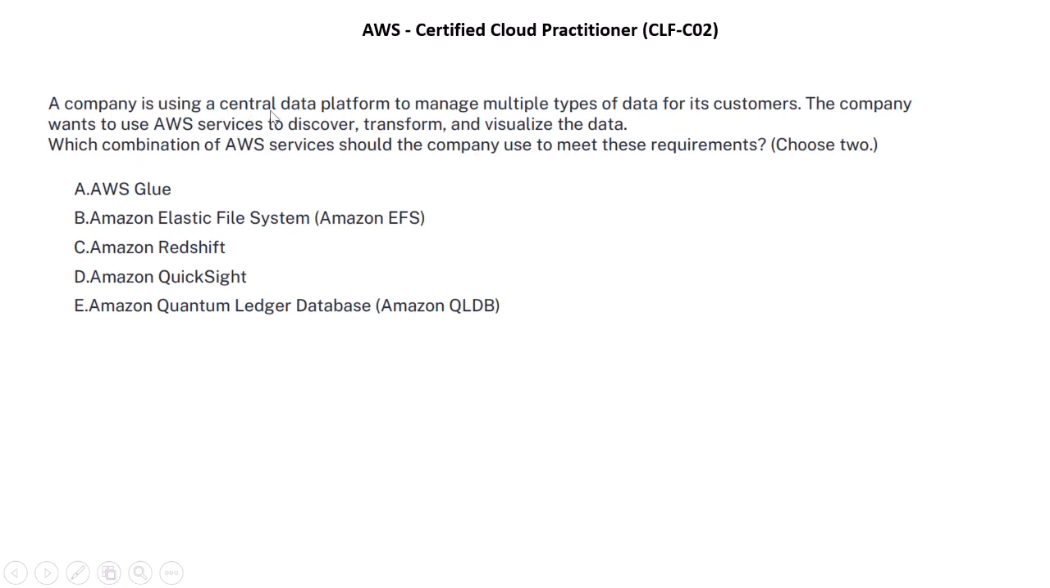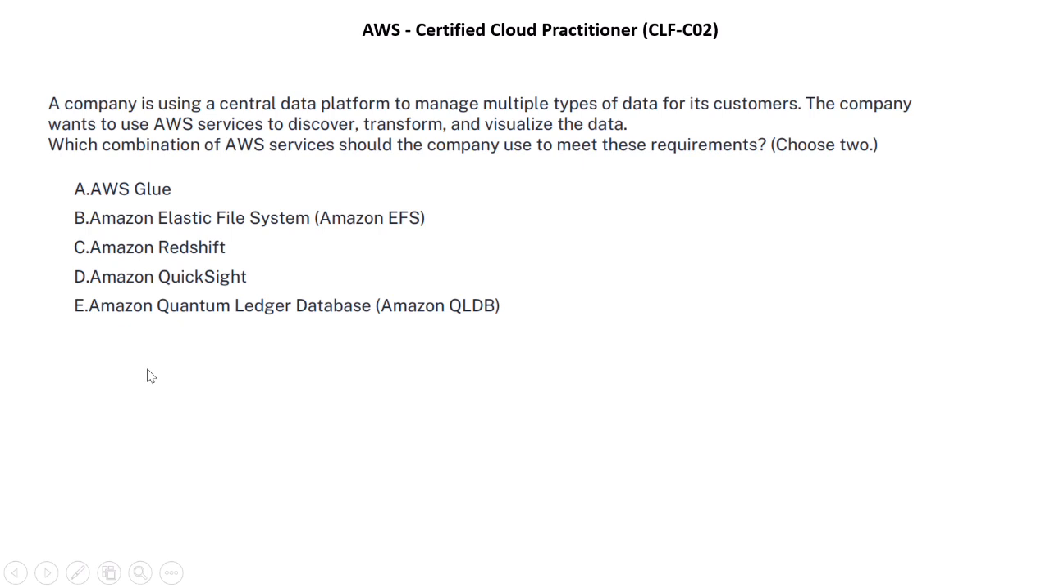Next question. A company is using a central data platform to manage multiple types of data for its customers. The company wants to use AWS services to discover, transform, and visualize the data. Which combination of AWS services should the company use to meet these requirements? Choose two options. Option A, AWS Glue. Option B, Amazon Elastic File System. Option C, Amazon Redshift. Option D, Amazon QuickSight. Option E, Amazon Quantum Ledger Database.